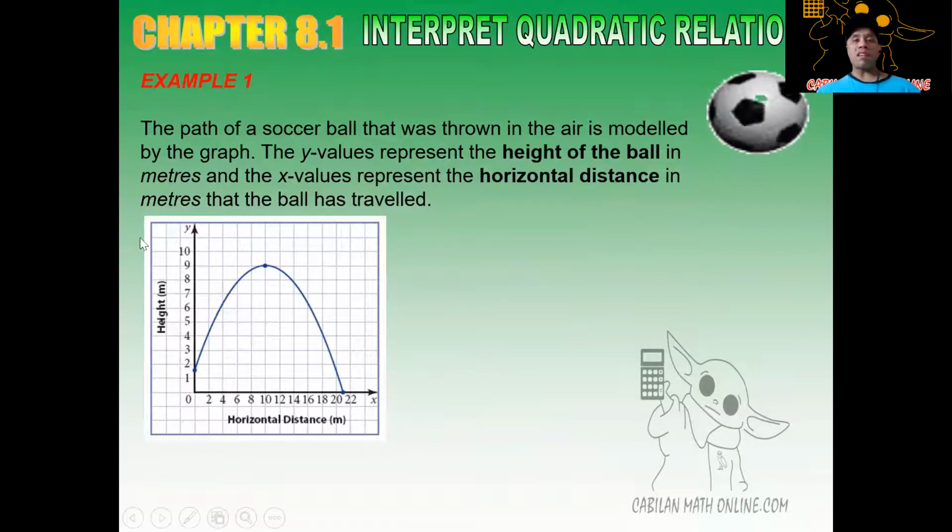The y values represent the height of the ball, and the x values represent the horizontal distance in meters that the ball traveled. So if you think of any object, whether it's a basketball or a soccer ball, it's always going to go in two directions. It's going to go up and then across. So basically, this graph represents the path in both directions. You can see the horizontal distance is on the horizontal axis, and the height is on the vertical axis. So again, think of this as the path of the ball as it goes up, reaches a peak, and then touches the ground. And that's exactly what we want to read off for this particular graph.